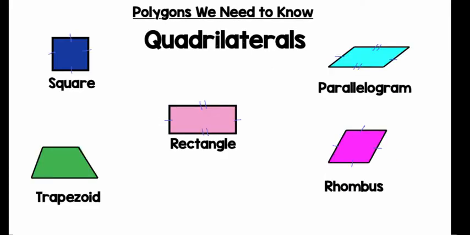Another group of polygons we need to know are quadrilaterals, or 4-sided shapes. We have our square, all sides are the same, 90-degree angles. We have our rectangle, where opposite sides are congruent, all 90-degree angles. Over here we have our parallelogram, which means 2 sets of parallel lines.